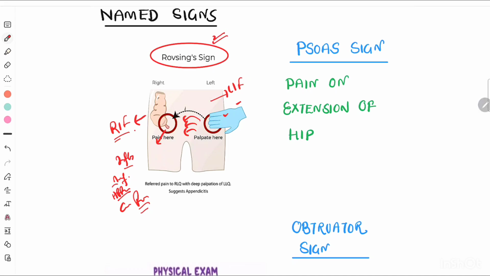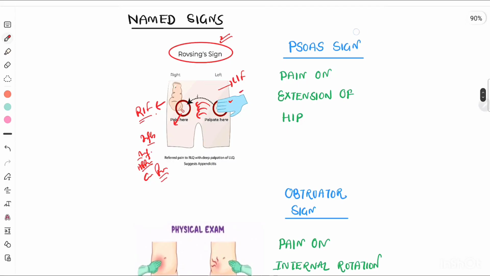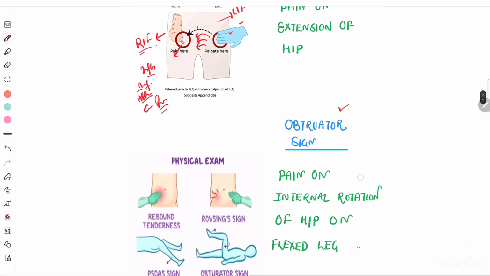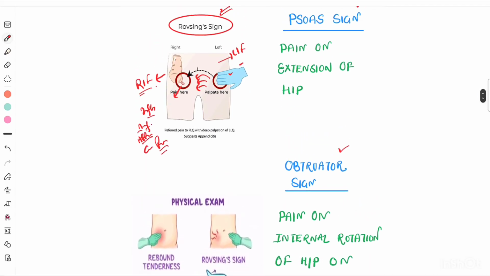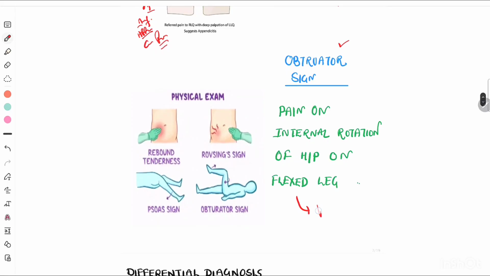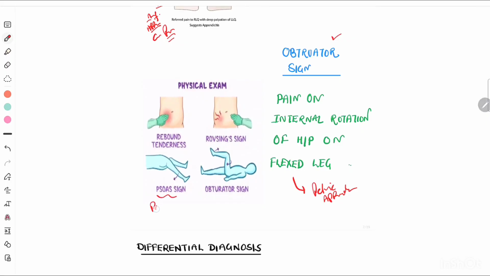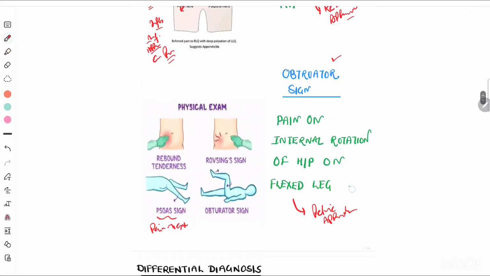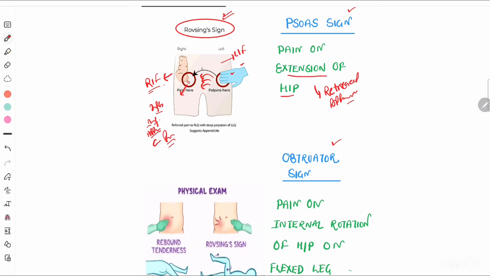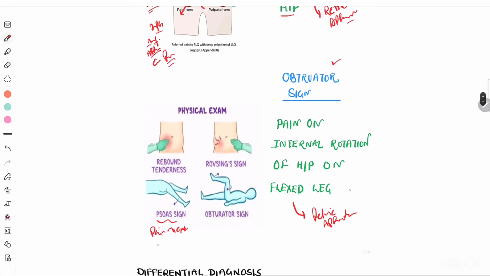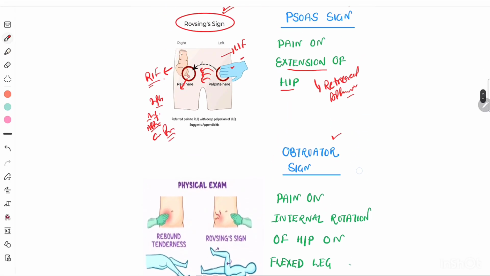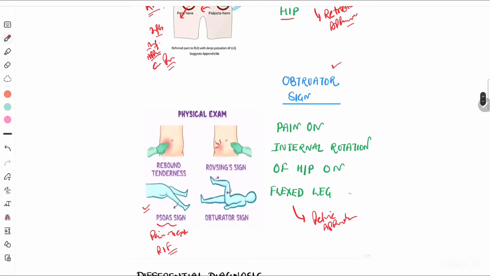And now we are going to discuss the psoas sign and the obturator sign. The psoas sign tells you about retrocecal appendicitis, and the obturator sign tells you about pelvic appendicitis. In psoas sign, there is pain on extension of the hip. The patient complains of pain in the right iliac fossa on extension of the hip. Here in this picture you can see.